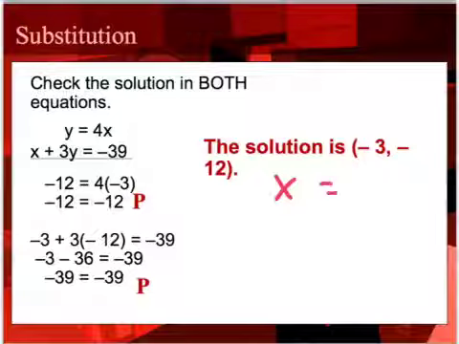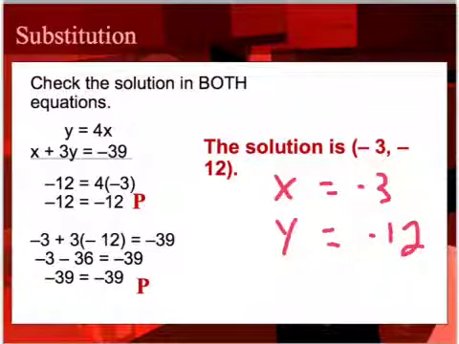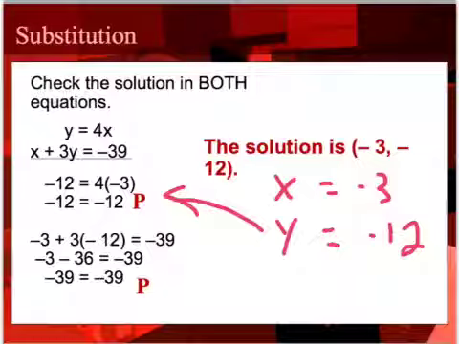Our x is negative 3 and our y is negative 12. So in both equations, let's put those values in here. You plug them in and you see if they check out. So y equals 4x, so negative 12 is 4 times negative 3, which is negative 12. That works. Good. The p is supposed to be a check mark in the slideshow.